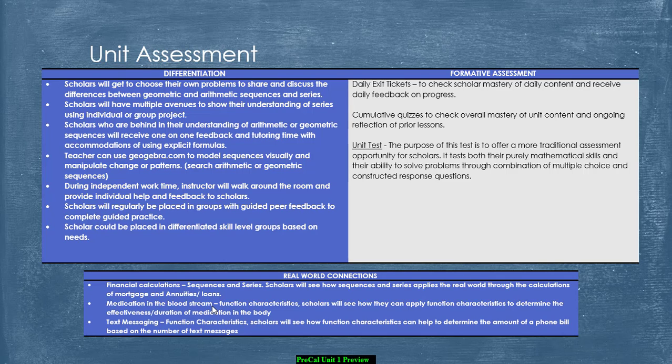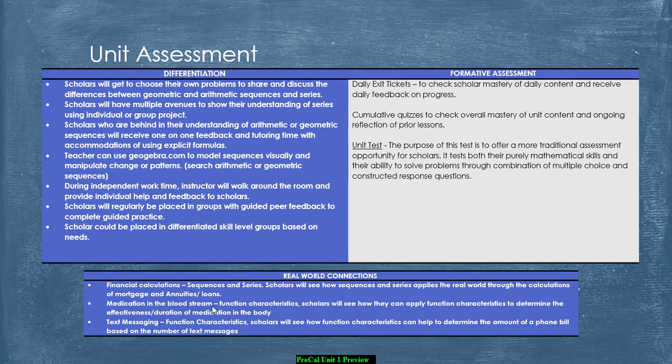Here are some differentiation ideas. Let them choose their own problems for their project. If you have to give them hints, have them look at different commercials and understand how to buy a car or what the stock market's doing. Give them something to really invest in. Students who are behind in understanding arithmetic or geometric series, give them some one-on-one feedback time, go through tutorials with them.